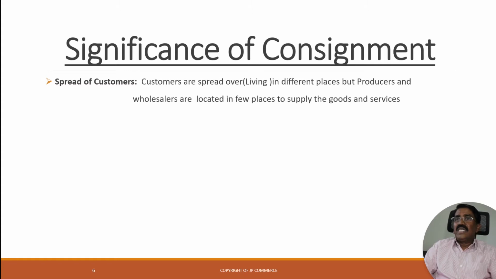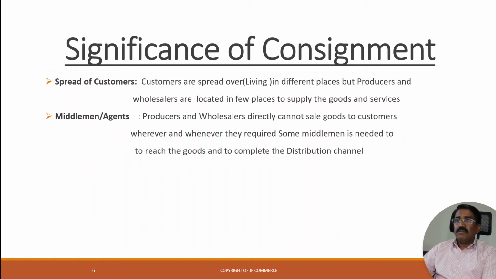Now what is the significance of consignment? Spread of customers. Customers are living in different places, but producers and wholesalers are located in a few places to supply the goods and services. Producers and wholesalers cannot directly sell the goods to their customers wherever and whenever they require. Some middleman is needed to reach the goods and to complete the distribution channel.